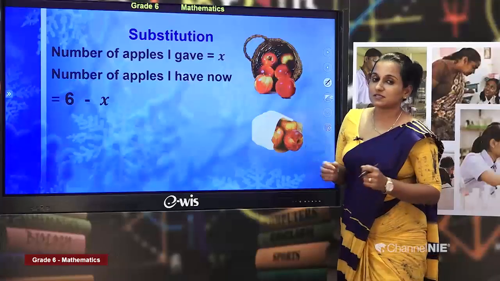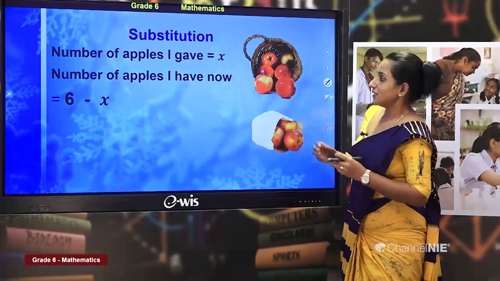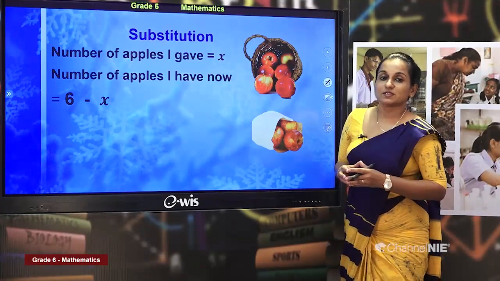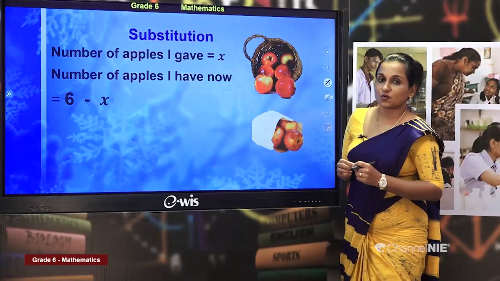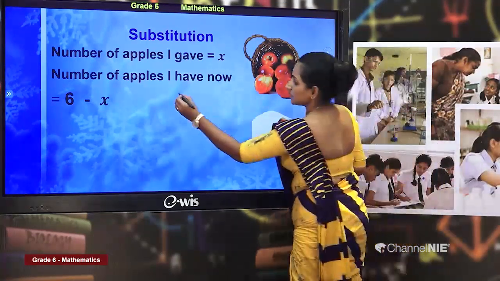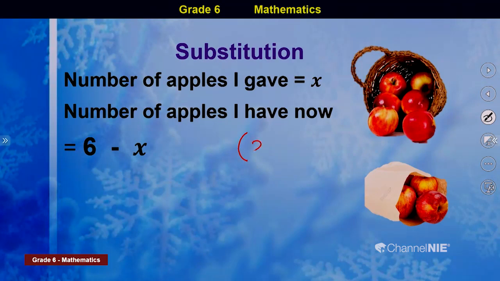Later, my sister told me that I gave 4 apples to her. Then x becomes 4. This is how we write it: x equals 4. Now we are going to substitute x equals 4 for the algebraic expression 6 minus x. This is how we do this.